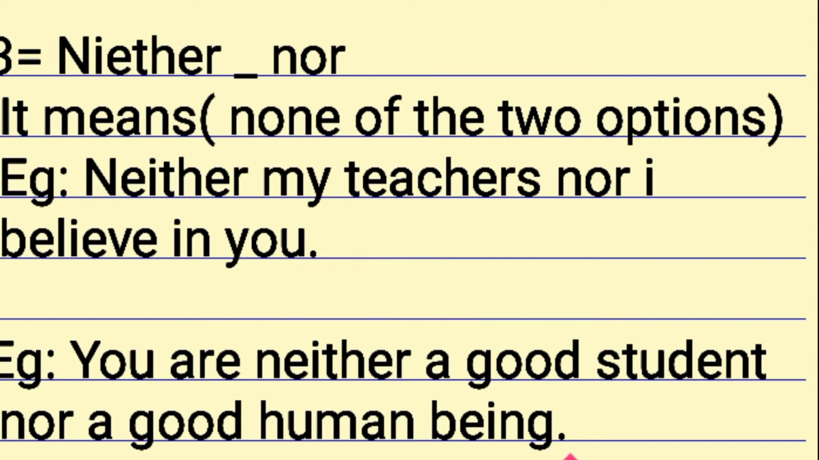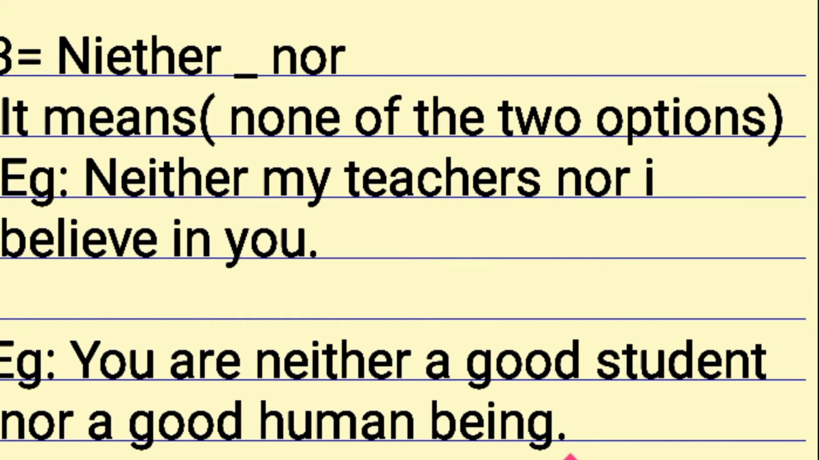The next example, you are neither a good student nor a good human being, right? Be a man, because you are neither a good student nor a good human being. At least you must be a good human being, right? So neither nor is a correlative conjunction, right? So neither is used in a negative sense here, right?